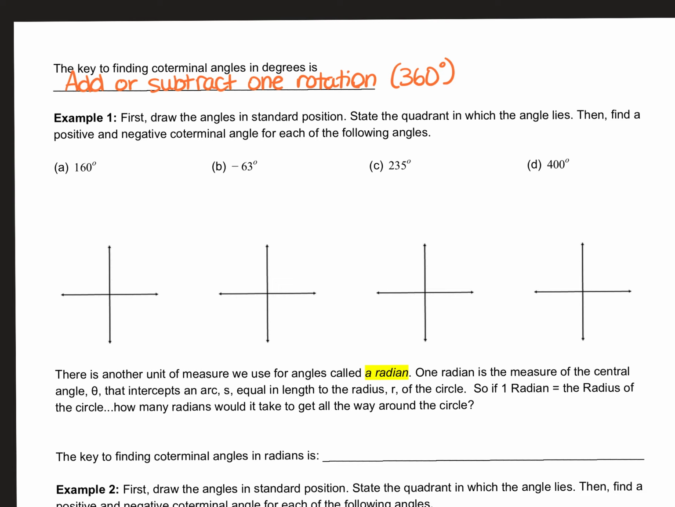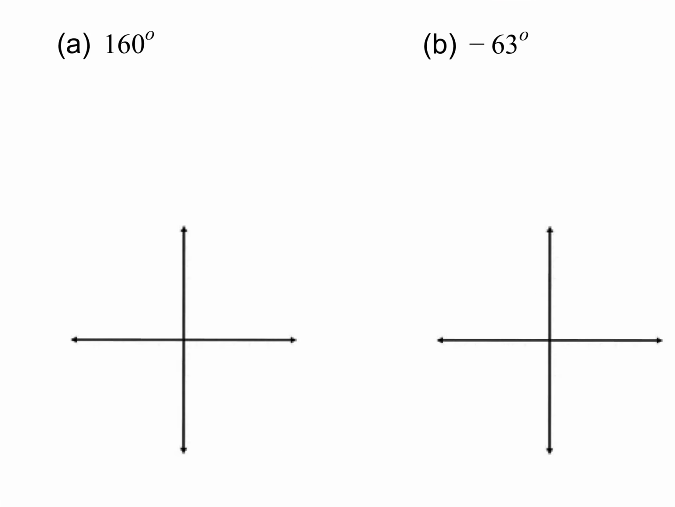So the first thing we're going to do is draw the angles in standard position. Then I'm going to state the quadrant in which the angle lies, and then I'm going to find a positive and a negative coterminal angle for each of the angles. Okay, so let's start with drawing the angle in standard position. Now here's the thing, guys. You're going to be estimating this, all right? We're not going to be perfect, and that's okay. Okay, so let's start with 160 degrees.